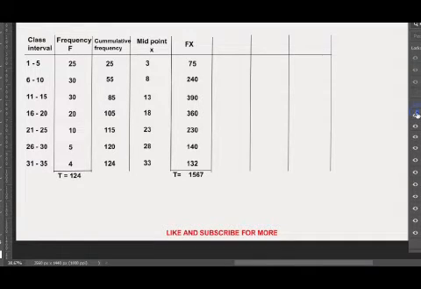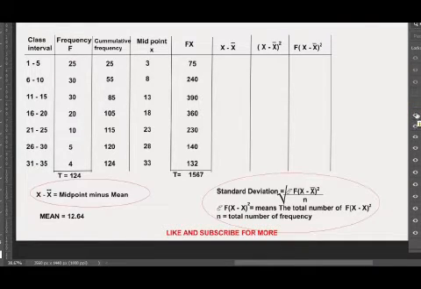Then we input these figures on top. You look at the screen now, we have some letters there. We have x minus x bar, we have x minus x bar square, we have f open bracket x minus x bar square. So now what does x minus x bar mean? If you remember in the mean, I made reference that x bar is used to represent mean. Mean can also be represented with this x that has a small dash on top, called x bar.